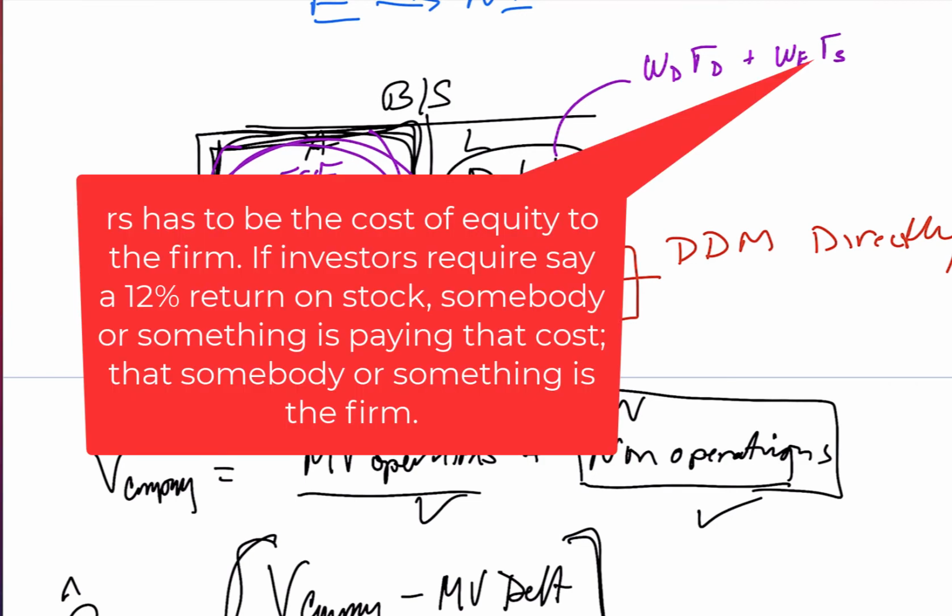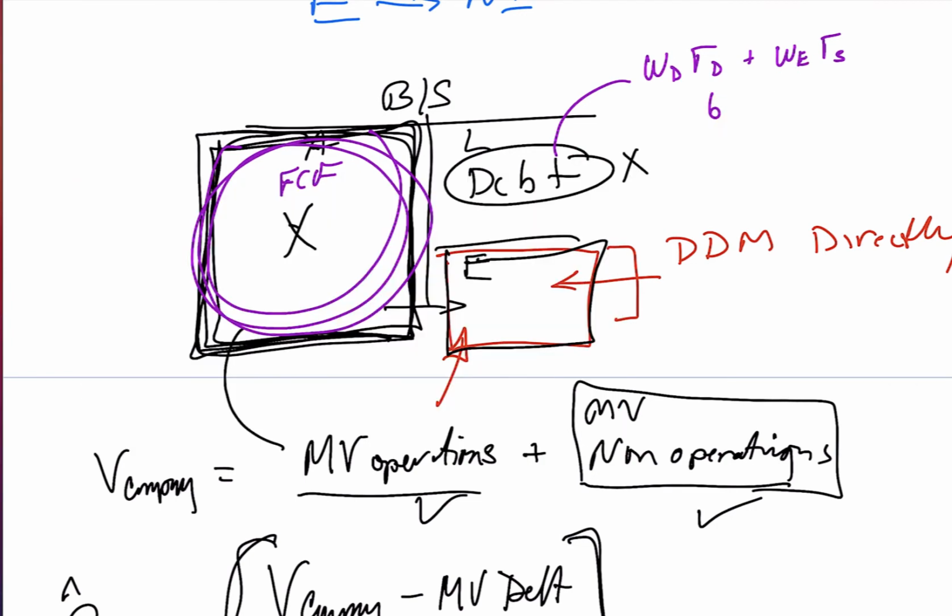So if this happens to be 6%, your cost of debt or yield to maturity, and your cost of capital, your required return on equity, is 12%, and let's just assume that we have 50% of our capital structure in debt and 50% in equity, then it just means our weighted average cost of capital will be 9%.